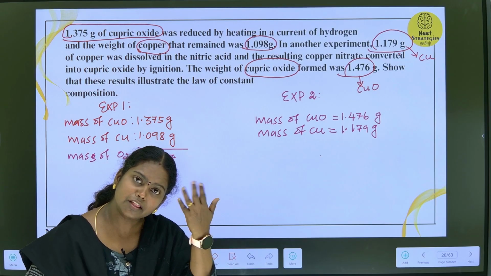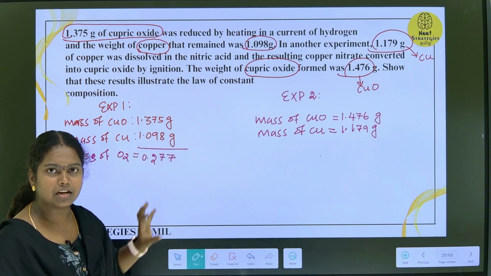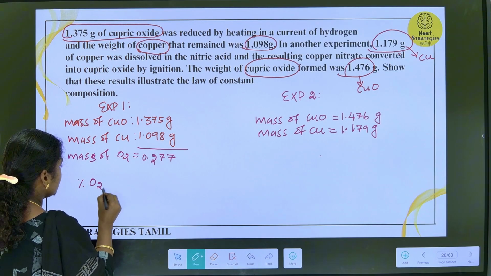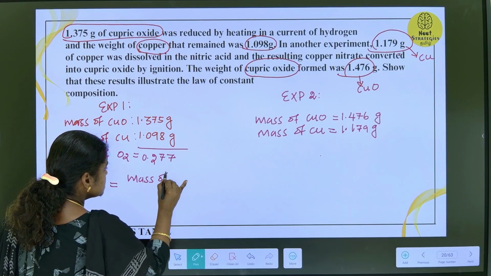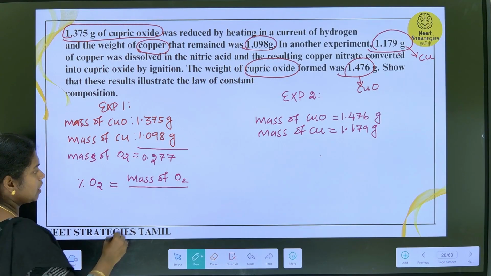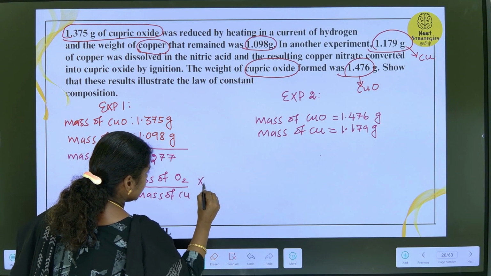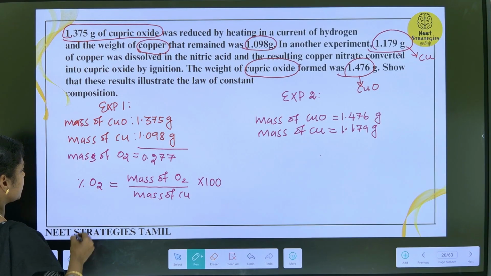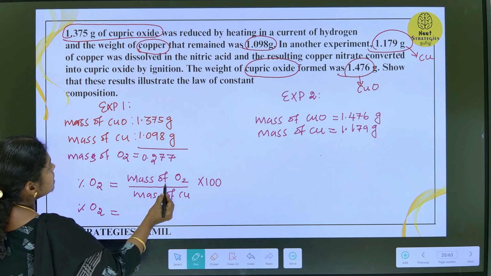அப்ப ரெண்டுத்துக்கும் ஒரே மாதிரி percentage இருக்குனா இது ஒபே பண்ணிருக்குன்னு அர்த்தம். டைரக்டா மாஸ் எடுத்துக்கலாம் இல்ல, அது fractional இருக்கு அதனால percentage எடுக்கறோம். அப்ப percentage of oxygen become equal to mass of oxygen upon mass of copper oxide, ஓகேங்களா, into 100. Okay, இது formula. இந்த formulaல சப்ஸ்டிட்யூட் பண்ணிருக்கோம்.